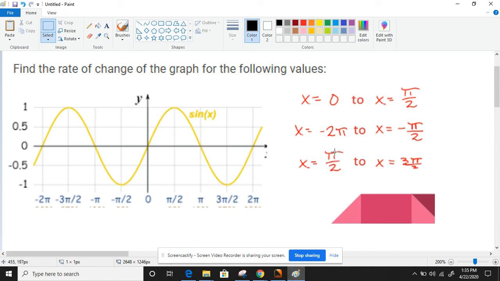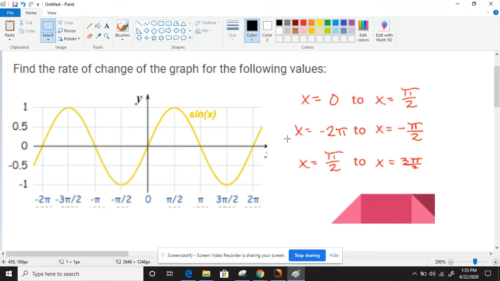Okay, guys, so whenever we're trying to find rate of change, the first thing we have to do is make our coordinates. So these give us our x values. We need to find our y values. So for this first one, we need our x. So when x is 0, y is 0. So that coordinate is 0, 0.